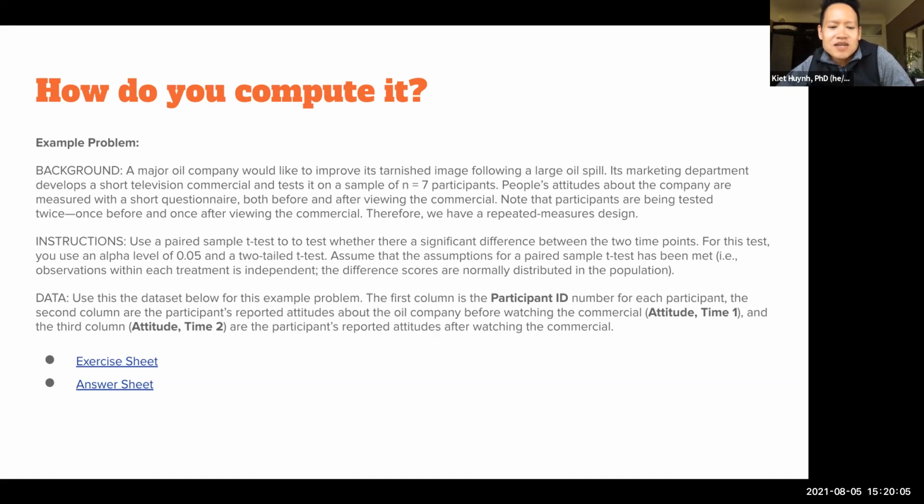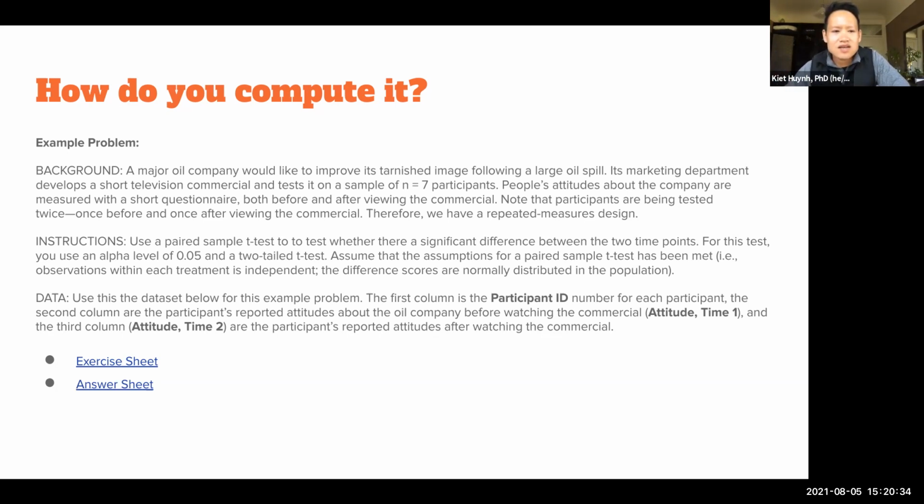Instructions. Use a paired sample t-test to test whether there is a significant difference between the two time points. For this test, use an alpha level of 0.05 and a two-tailed t-test. Assume that assumptions for the paired sample t-test have been met, i.e. the observations within each treatment are independent and the difference scores are normally distributed in the population. So that's something to note. I'll add to the slide later. It's about the assumptions.